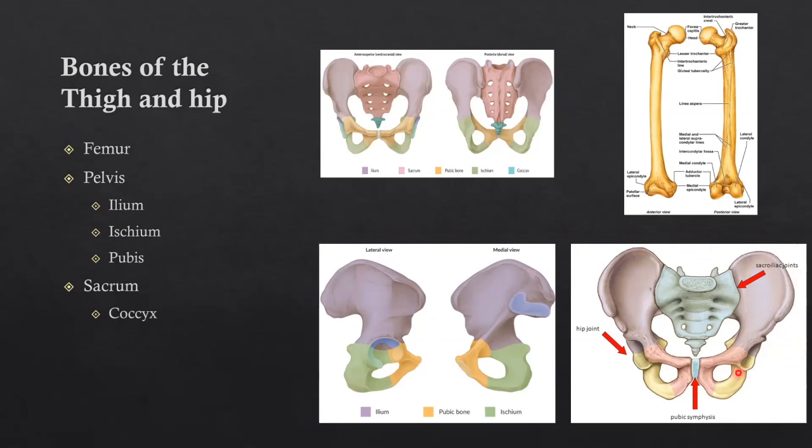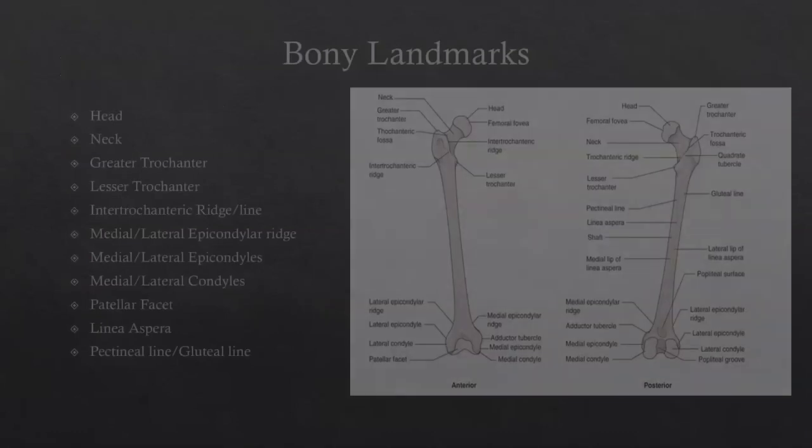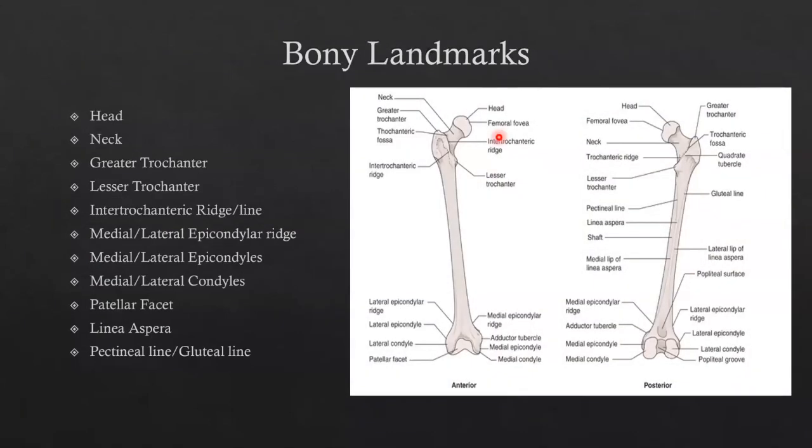And lastly, here we have our sacral bone. Our sacral bone includes our coccyx, and this is essentially just the extension of our vertebral column. Some important bony landmarks of the femur are outlined on the slide here ahead of you. As I mentioned, the femur is the largest bone in our body, and each of these regions plays a particular role as far as important muscle attachment sites for the muscles that move our hip and our upper thigh.